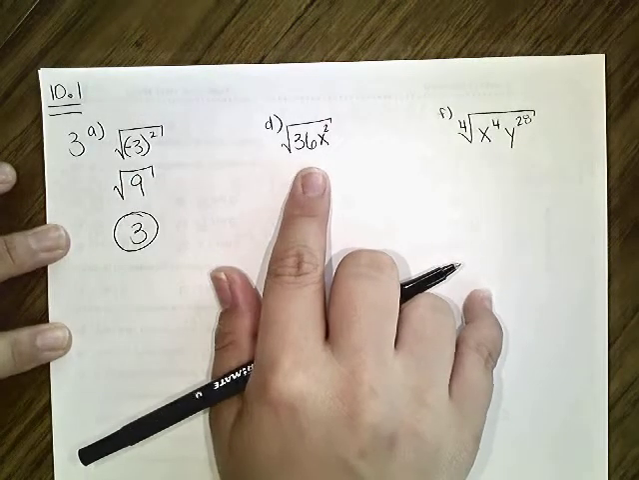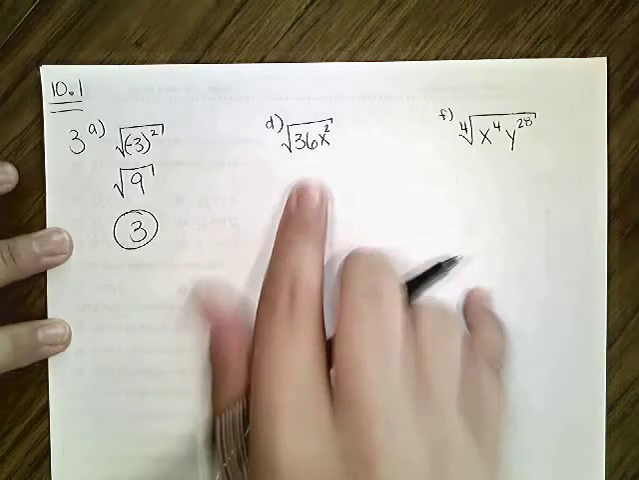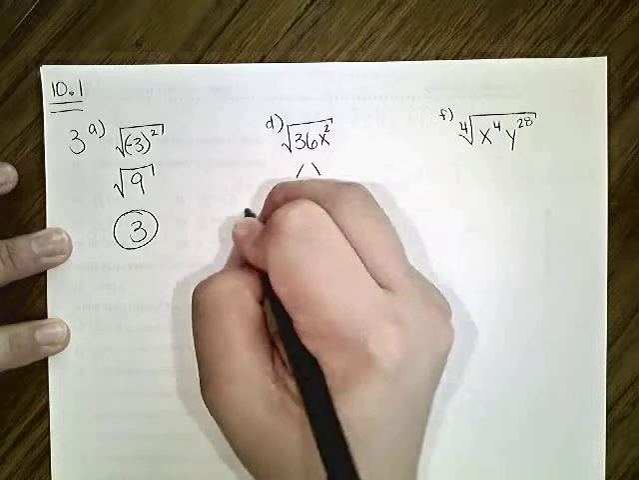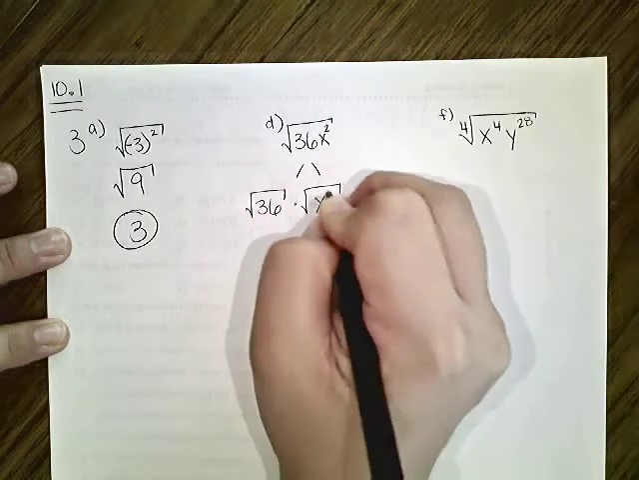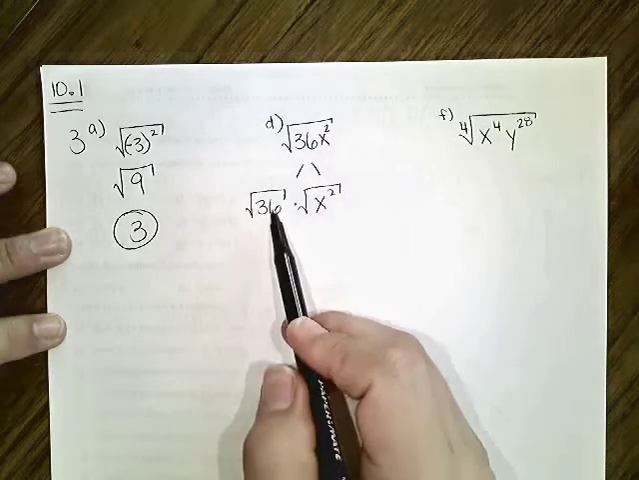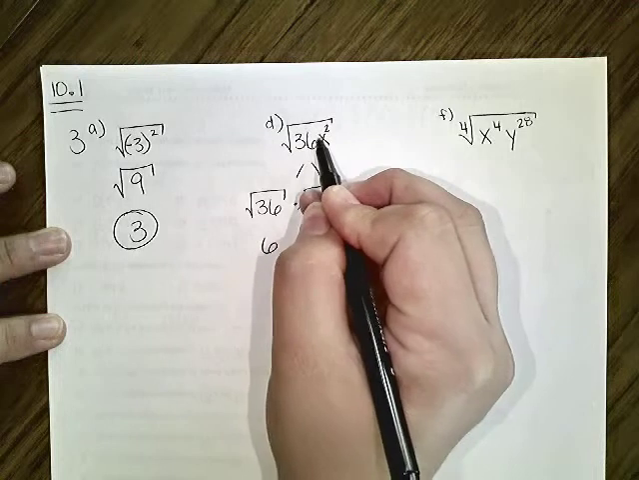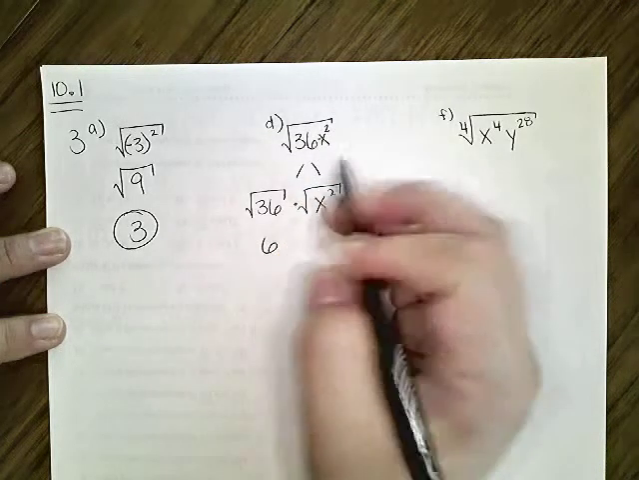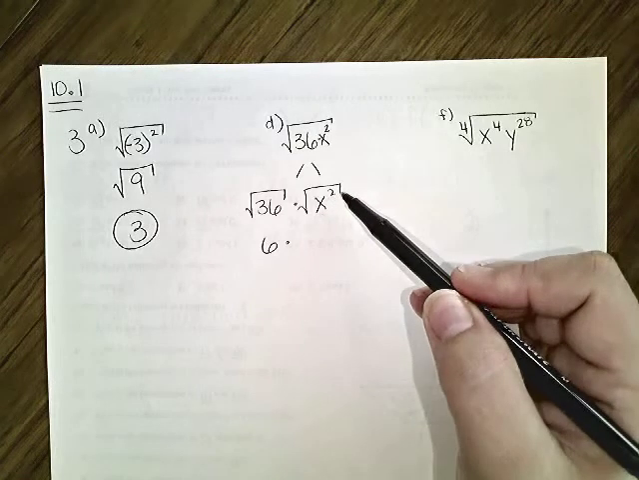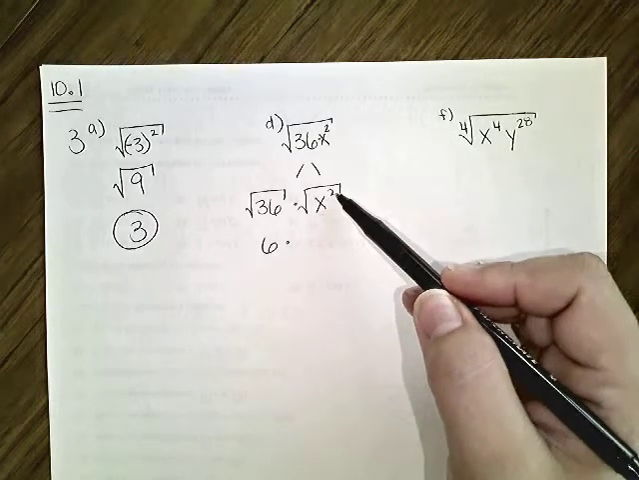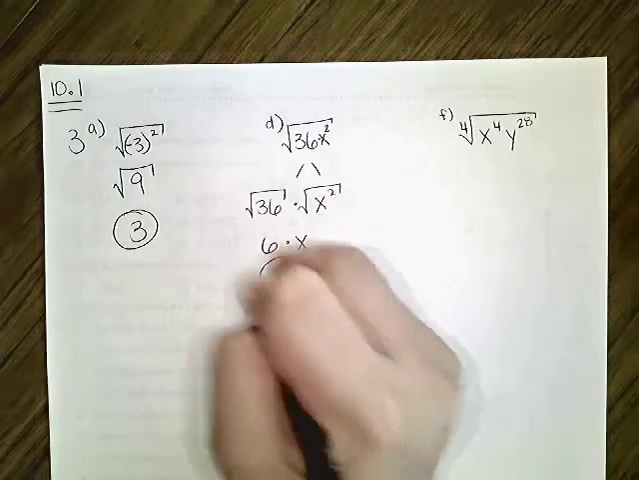Here we have something a little more complex. We have the square root of 36x squared. So what we can do is actually split this up. We can take the square root of our number, 36, and the square root of x squared. So the square root of 36, numerically we know, is 6. We're multiplying in between here, so we're multiplying between our radicals. Well, what's the square root of x squared? What squared equals x squared? That would be x. So our simplification here is 6x.